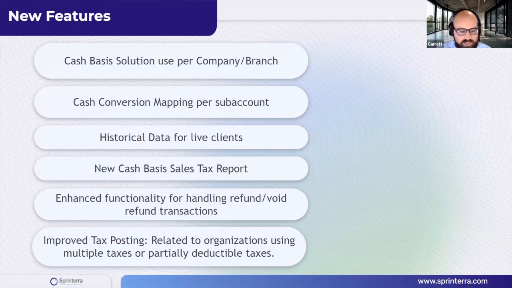There was a gap here previously. We've corrected that. And then finally, we've added functionality around tax posting. So this specifically relates to organizations who are either going to have multiple taxes on documents or are going to have partially deductible taxes on their documents. In both of those scenarios, we've improved functionality, and the cash basis is now perfectly converting those types of transactions as well.